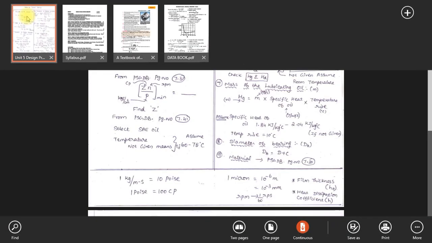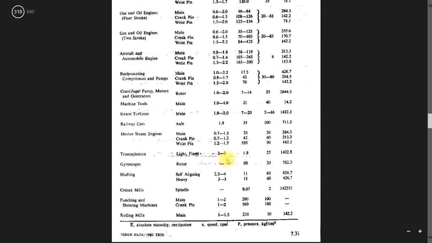First I am going to find out the L by D ratio. So I am going to data book page number 7.31, for centrifugal pump. For centrifugal pump I am taking L by D ratio equal to 1.5, which I have already told. You can see here, go to your data book, page number 7.31. You can see this is a centrifugal pump. The L by D ratio is 1.2 to 2.